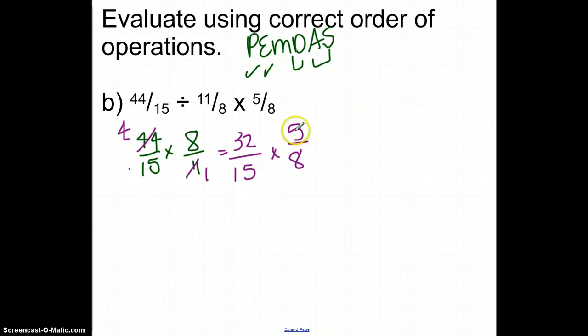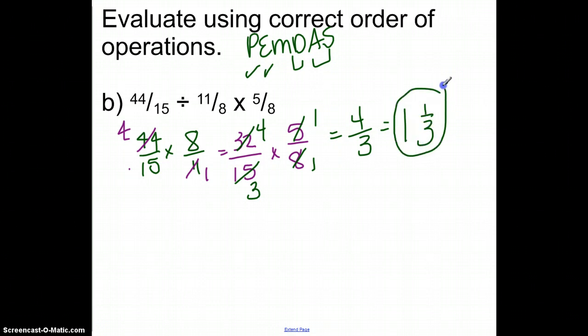Okay. Now if I look at this, I'm going to reduce again. 5 and 15 both have a 5 in common. I'll go in here 3 times and here once. This 8 will go into itself once and into here 4 times. So basically I'm left with 4 over 3, which is equal to 1 1/3. No reducing necessary.